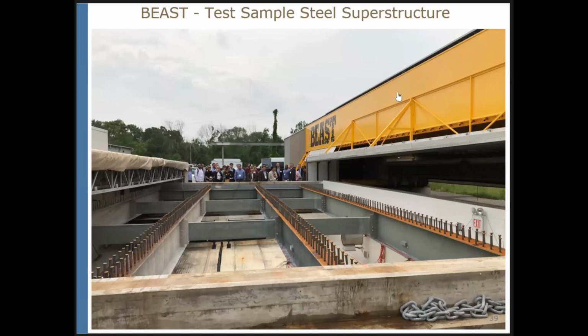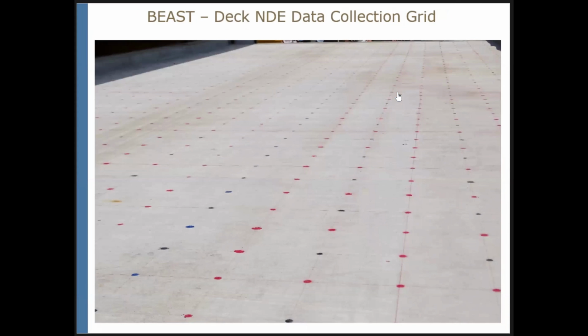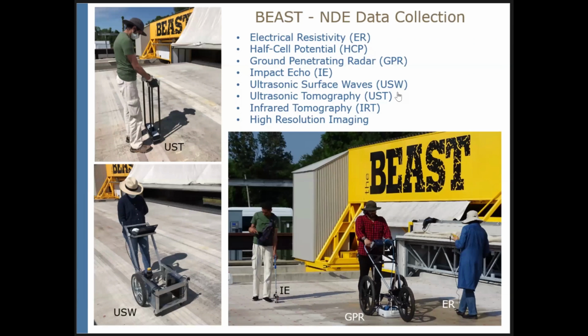Here you can see the preparation of the very first specimen. So there are 4 steel girders. And you can see the finished concrete deck with the grid, which is marked for NDE data collection. So here we are collecting data, with super fine resolution, on a 1 by 1 foot grid. There are a number of technologies. So 5 technologies I have mentioned, but we are also deploying some other technologies.